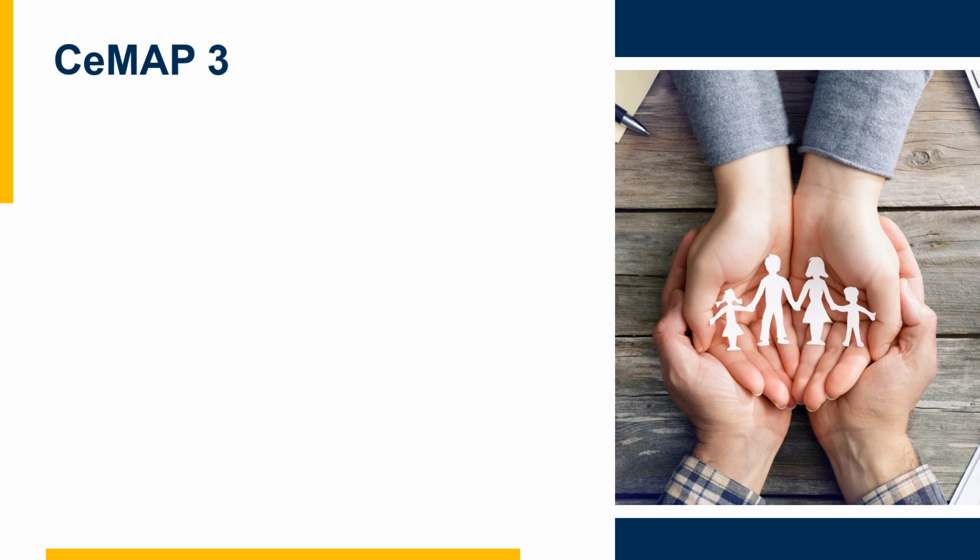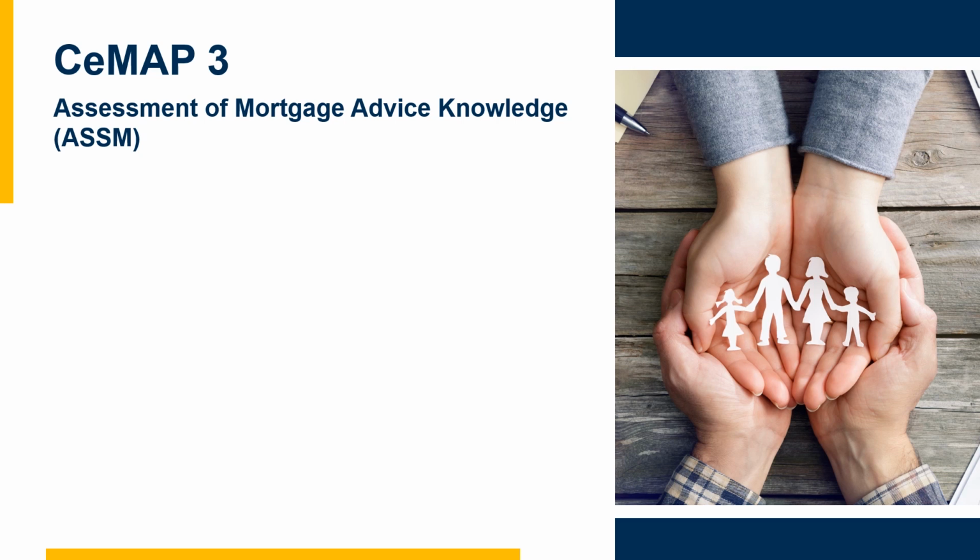The encouraging news is that the most challenging aspect of absorbing large syllabus content into your memory is behind you. Allow me to explain and provide you with an overview of what CeMAP 3 entails. Module 3 is the last of the three modules for the CeMAP qualification and is called the Assessment of Mortgage Advice Knowledge, abbreviated to ASSM, commonly known as CeMAP 3. It consists of just one unit, which is Unit 7, focusing on the assessment of mortgage advice knowledge.